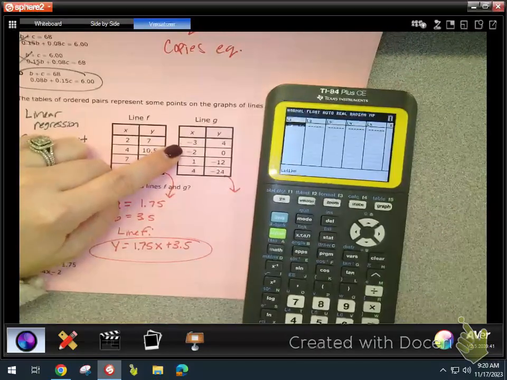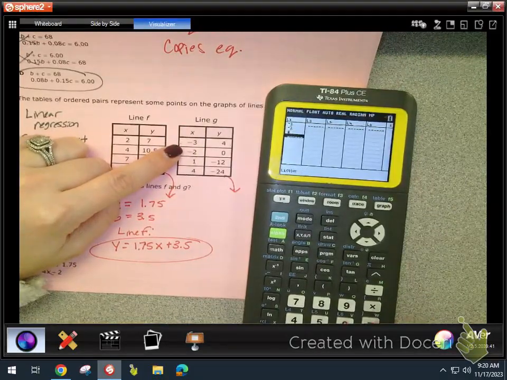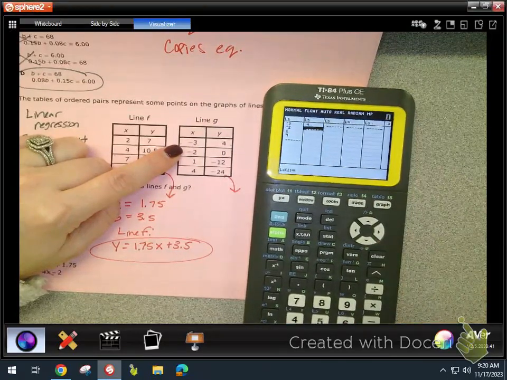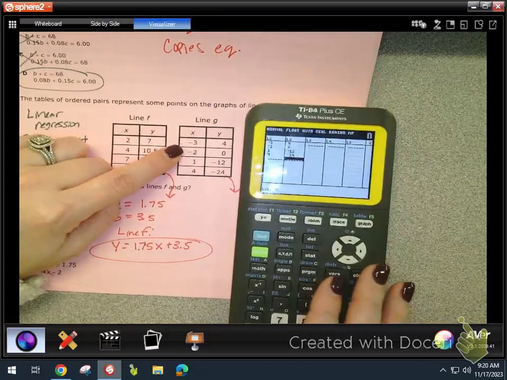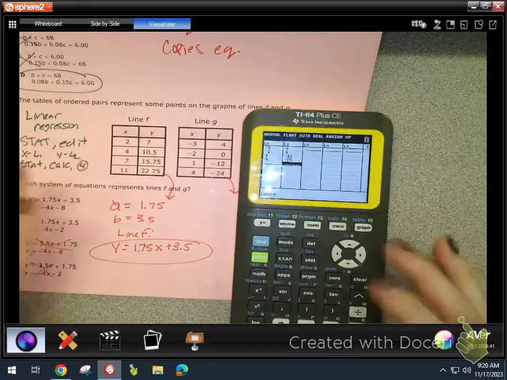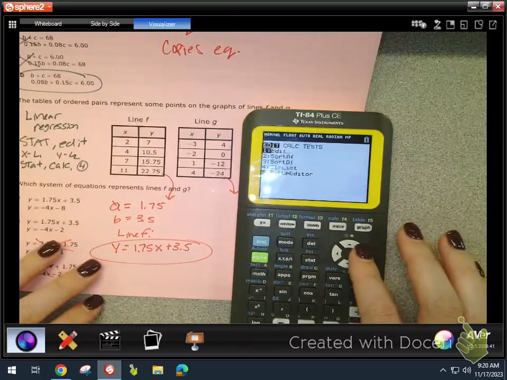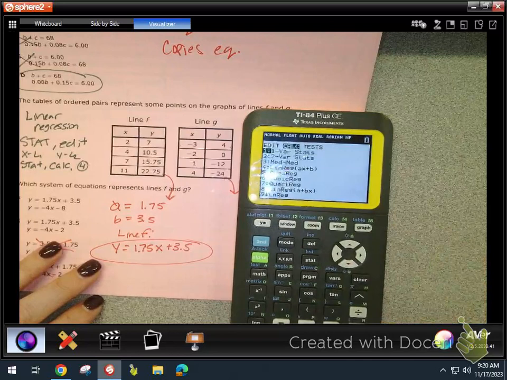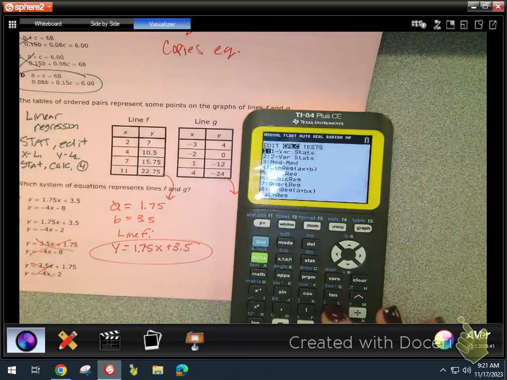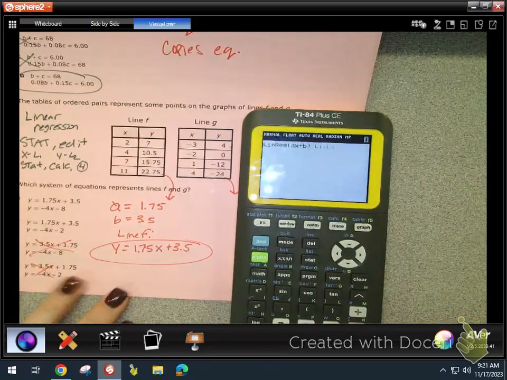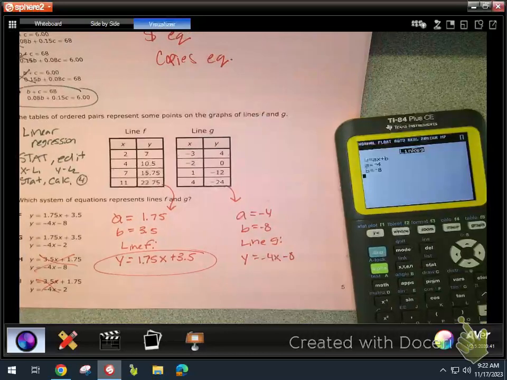Same exact thing. X is in L1. Y's in L2. And honestly, this is about 1/3 of the things we're going to cover on the lesson today. So we're already getting our lesson started. And you're going to calculate a linear regression again. They didn't give me the answer. Let me see. This is part of what we're doing in the lesson, so I figured I might as well write it all out here.